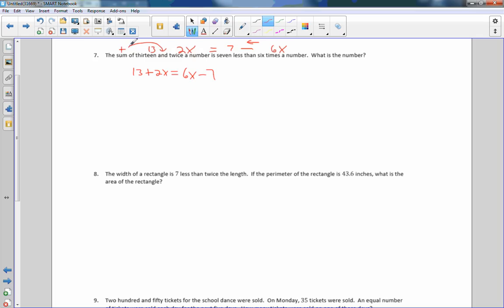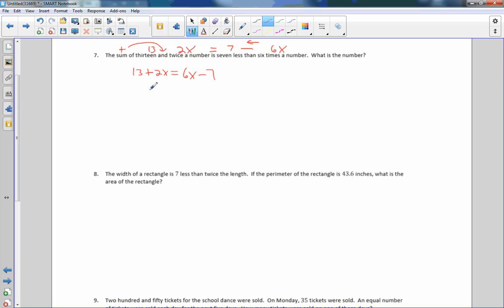Sum, the word and tells us where to put that symbol. 13 plus 2x. 13 plus 2x equals 7 less than 6 times the number means minus, and read it the other direction. 6x minus 7. So that's what I have here.